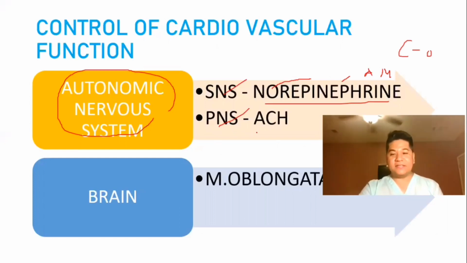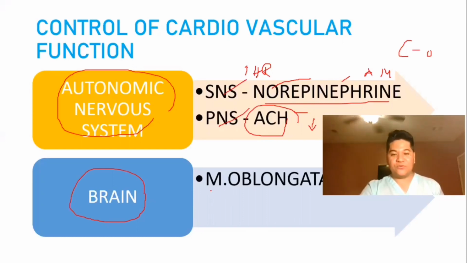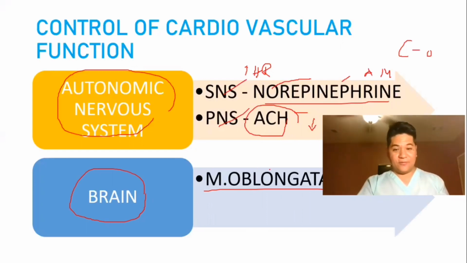And then the PNS releases the relaxing hormone, which is acetylcholine. So for the heart, the sympathetic nervous system increases heart rate, while the parasympathetic decreases heart rate, because acetylcholine is for relaxation. Now another is the direct function from the brain through your medulla oblongata. That's why it's also called your cardiovascular center, which is the medulla oblongata. So that's the control of the cardiovascular function of your heart.